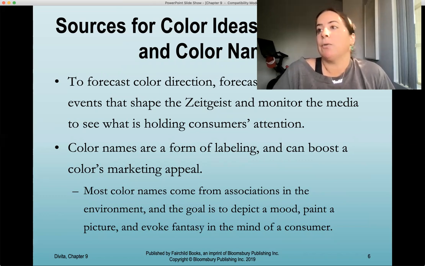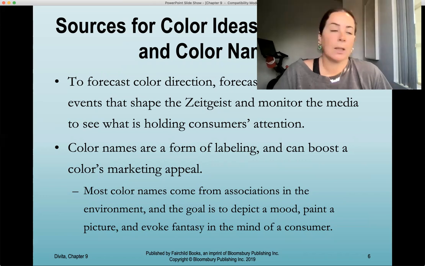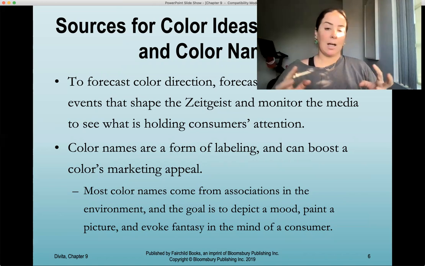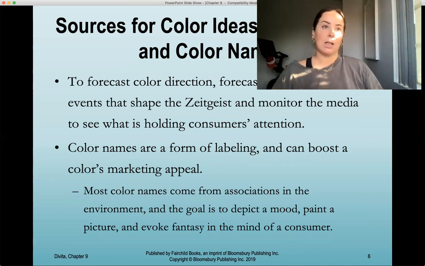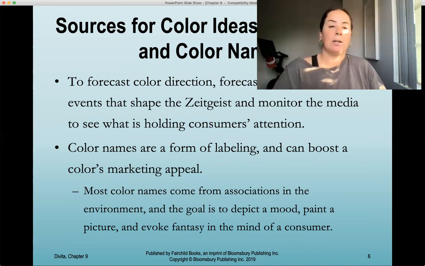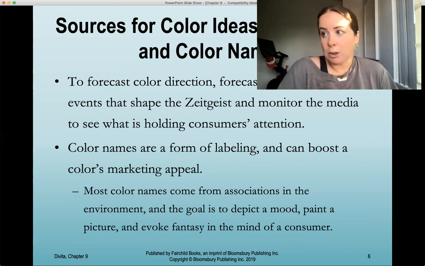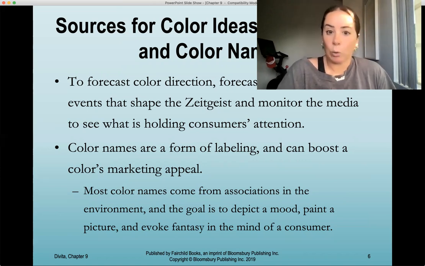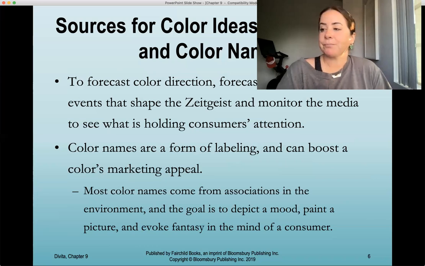To forecast color direction, forecasters observe the events that shape the zeitgeist, okay, and monitor the media to see what is holding customer or consumer attention. So we're looking at the sense of the times, we're looking at what has happened in a year, and we're seeing what colors affect consumers and how they're holding on to those colors.